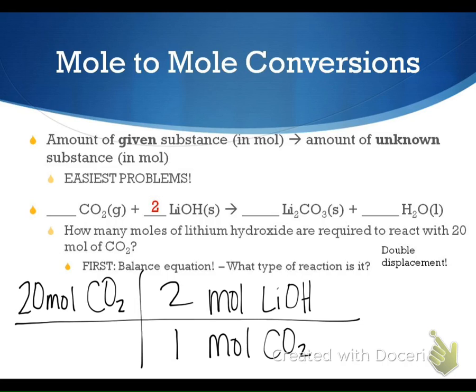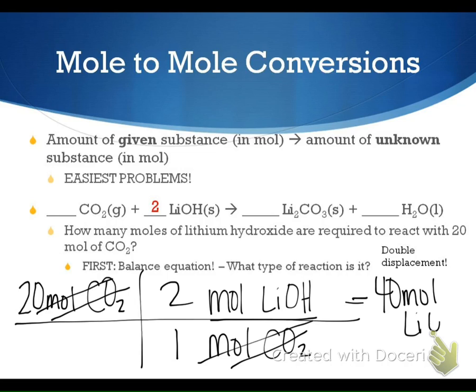So we're done with CO2. We canceled that. We're ending up with moles of lithium hydroxide, which is what we want. So now we multiply across the whole top, divide by the whole bottom, and that gives us 40 moles of lithium hydroxide. For this specific chemical reaction, if we put in 20 moles of carbon dioxide, we have to put in 40 moles in order to get our desired products. We have to do that.